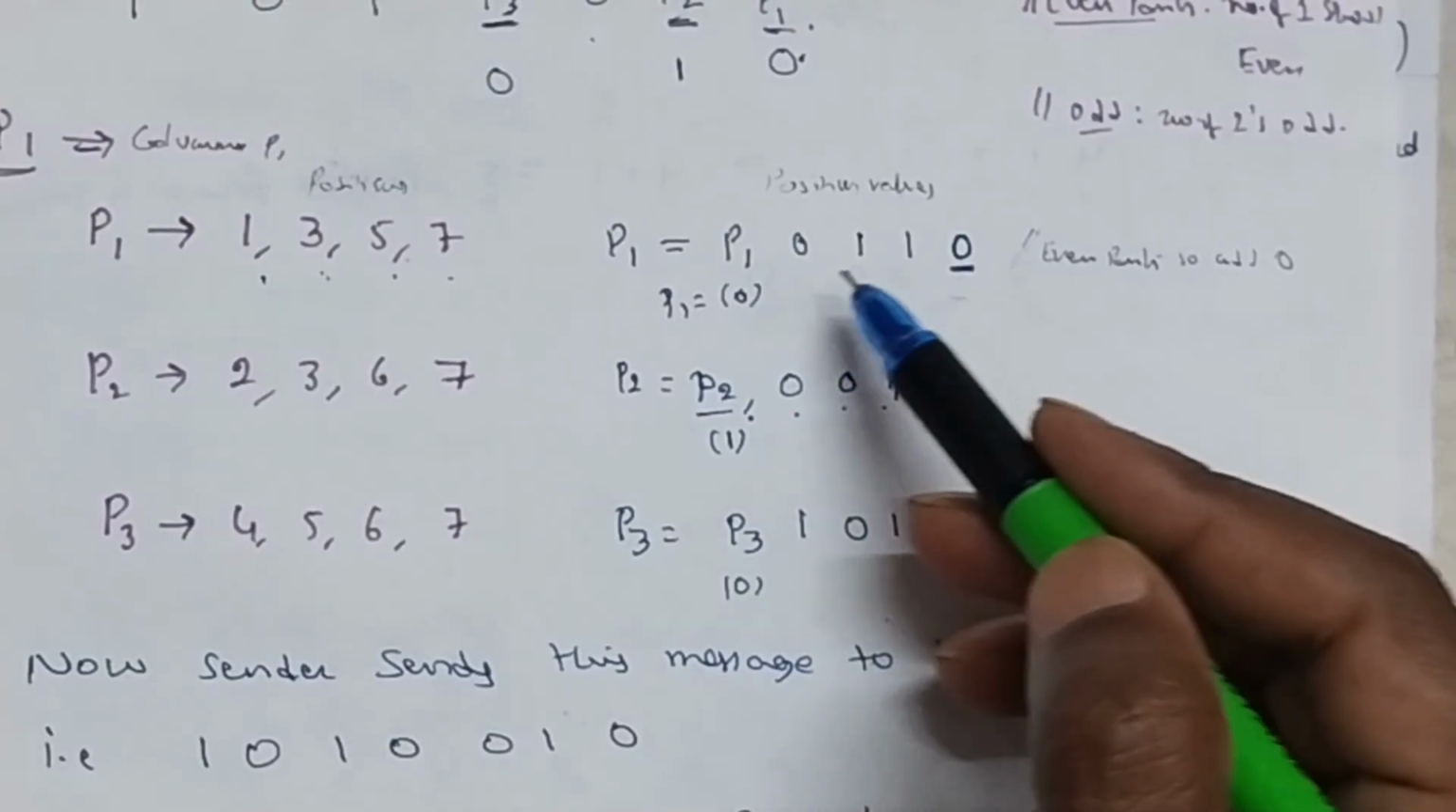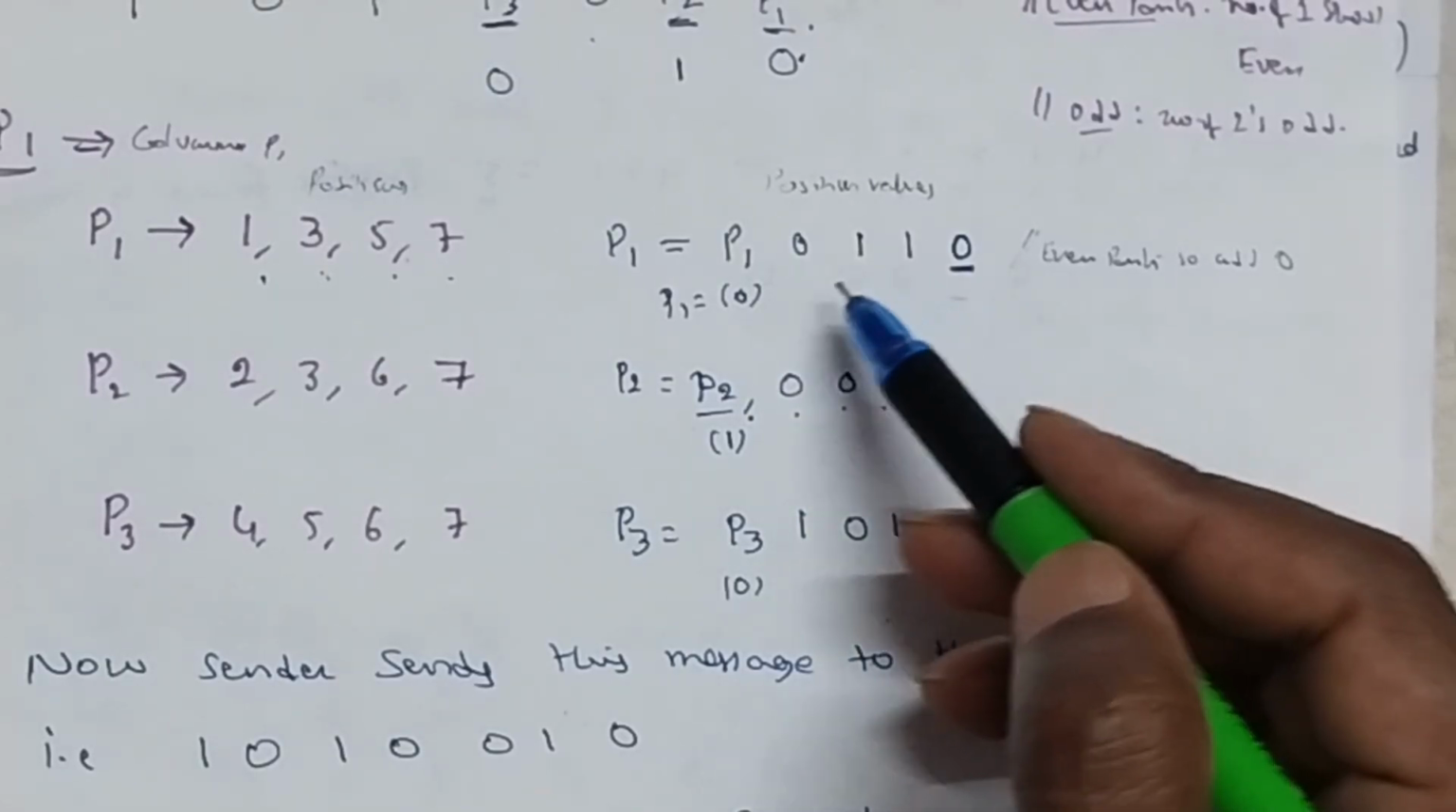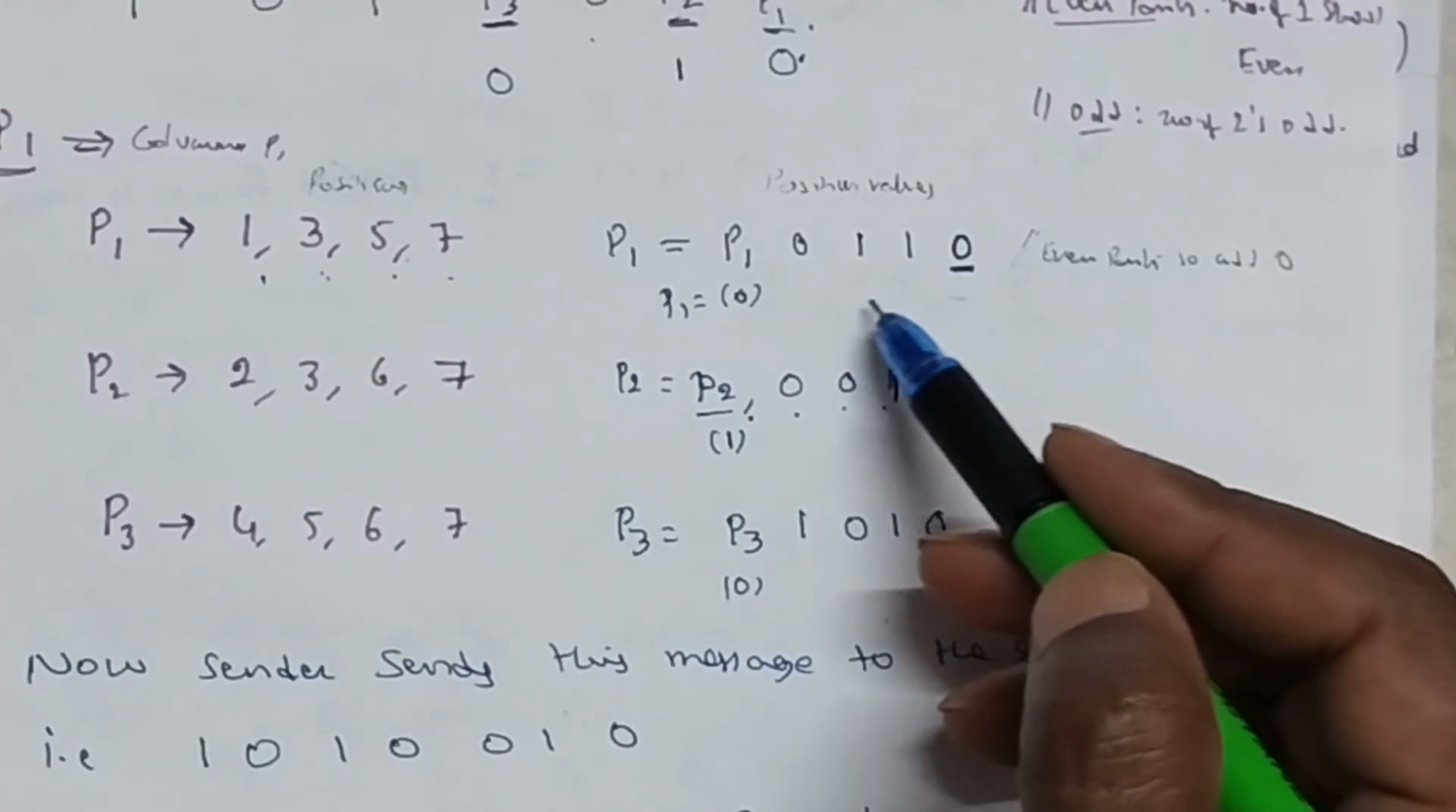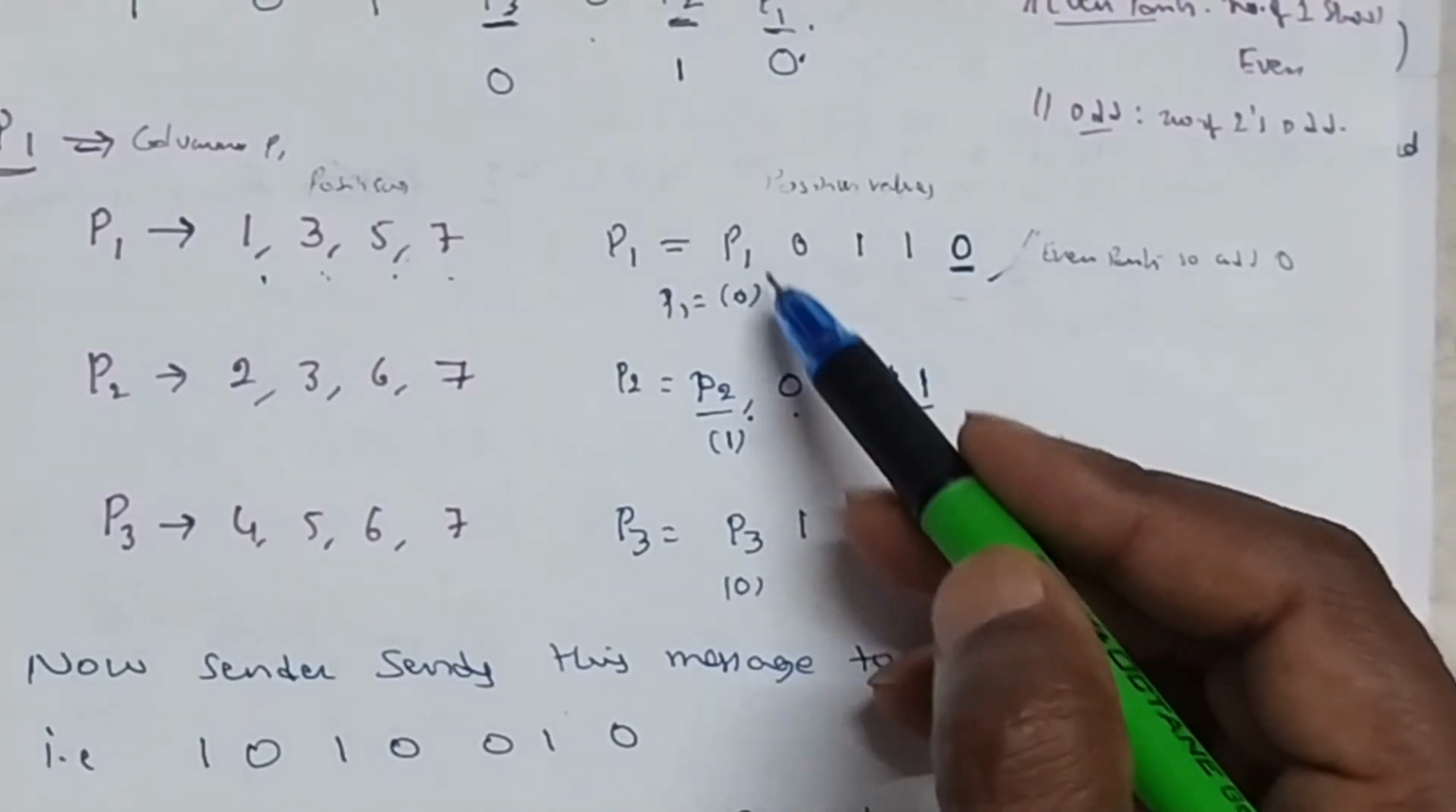Here for P1: 0, 1, 1. So how many ones do we require? No ones, so 0 is added. So the P1 value is 0.